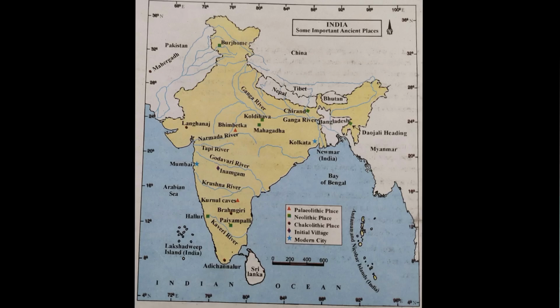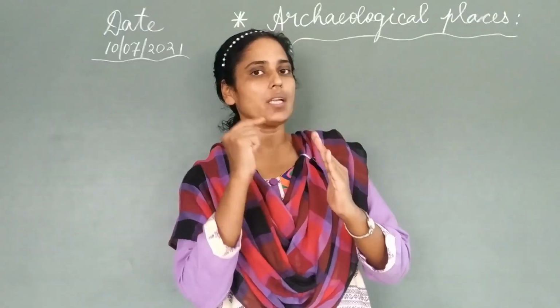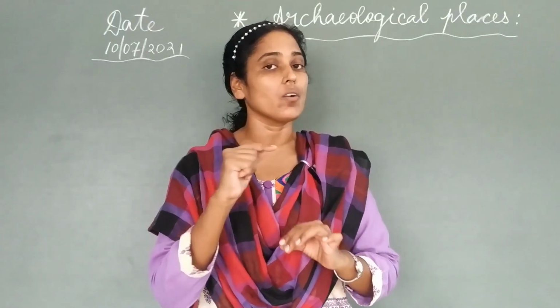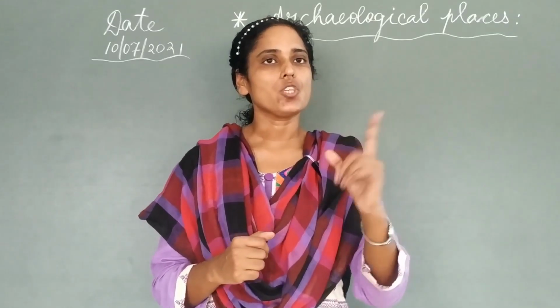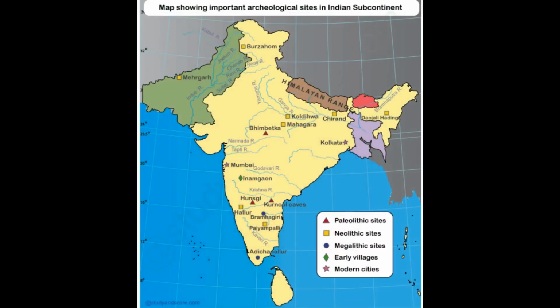The red triangle, that is a Paleolithic place, that is which place students? We saw Stone Age, okay? Then the blue color square, Neolithic place, Chalcolithic place, initial age and modern city. In your syllabus you only have the Paleolithic place, okay students? So, Paleolithic age means stone implements or tools were used. So, Paleolithic places means the ones marked in the red triangle. Which are they? The different places we just saw. Okay, the Kurnool caves, then Bhimbetka, such other examples.